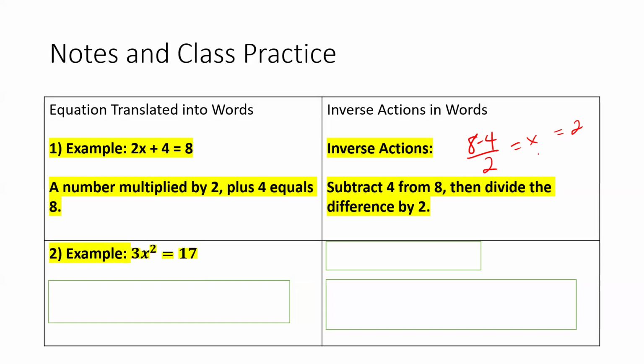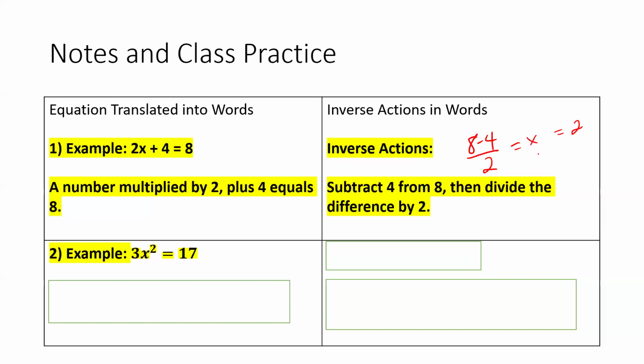This time we're going to do it with a square function, a quadratic situation. So we have 3x squared equals 17. I need to write this as a mathematical sentence. When you're writing as a mathematical sentence, you say the operation that goes first. No, we're in our third box.